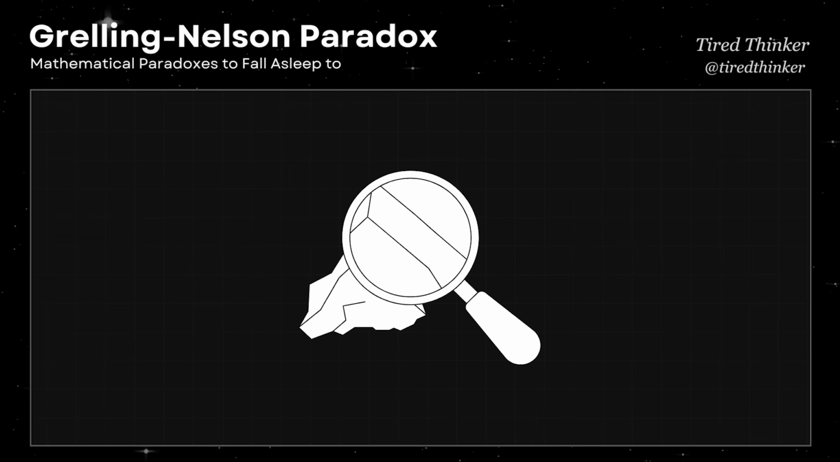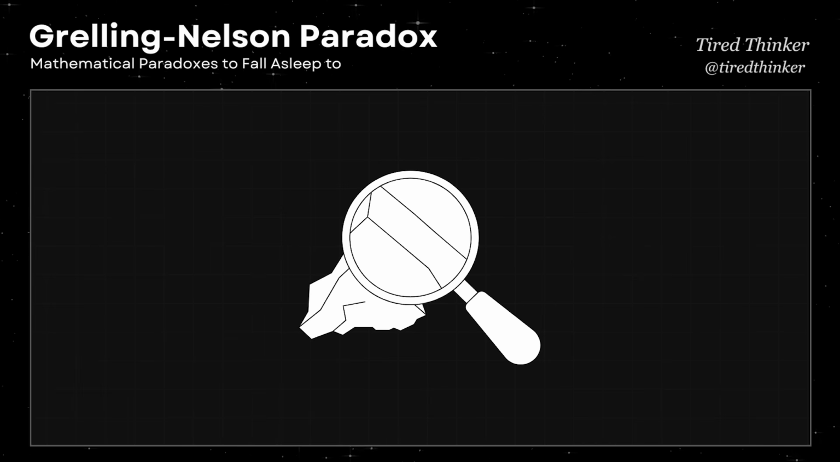To see the paradox more clearly, imagine a list of words divided into two categories, autological and heterological. The autological list contains words that describe themselves, while the heterological list contains words that do not. Most words fit neatly into one of these groups. But when trying to place heterological, a problem arises.